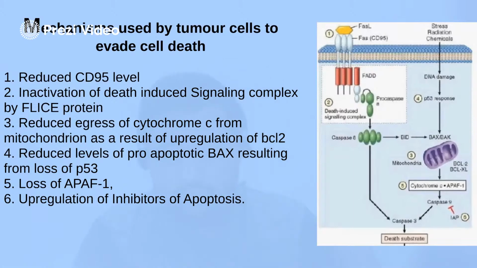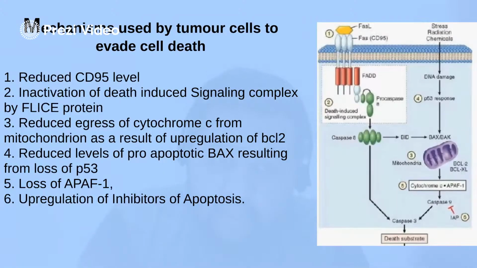So first, from the top, they can start by reducing the CD95 level, which will in turn cause nothing to happen downstream. Secondly, as you can see at the second mark, is the death-inducing signaling complex. They can inactivate the death-inducing signaling complex by the use of FLIP proteins.